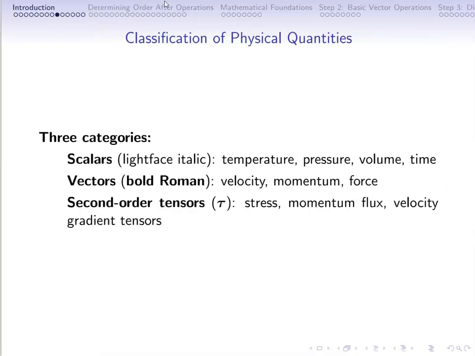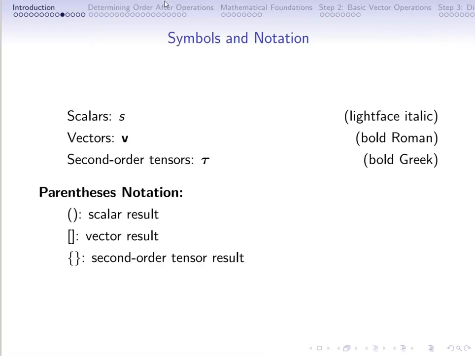Now here is the classification of physical quantity. So we know that physical quantity we can classify into 3 categories. One is scalar, vector and second order tensor, we already know. And how will you write scalar? Light face italic, vector bold Roman and second order tensor bold Greek. That way you can write scalar, vector and tensor.